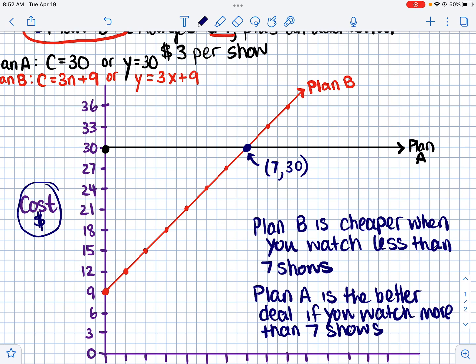If you watch exactly 7 shows, you could go with either plan A or plan B. But why wouldn't you go with plan A if you watch 7 shows? Mathematically speaking, they're the same price at 7 shows, so you could pick either plan at 7 shows.